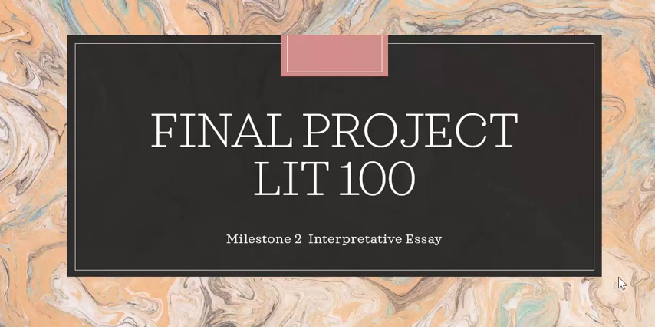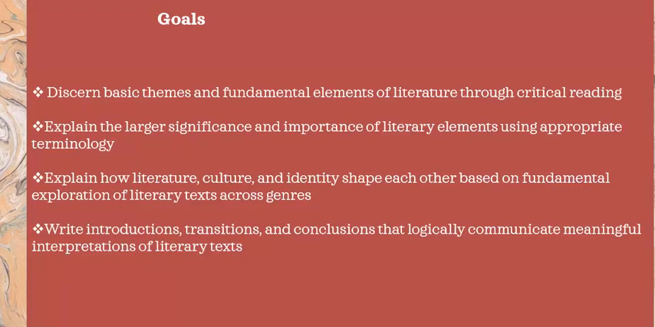This is an overview of the final project for Lit 100. When we look at this project, we look at the goals that align with the course goals, which include understanding and recognizing the themes and fundamental elements of literature, and then being able to explain the larger significance and importance of the elements to the story.